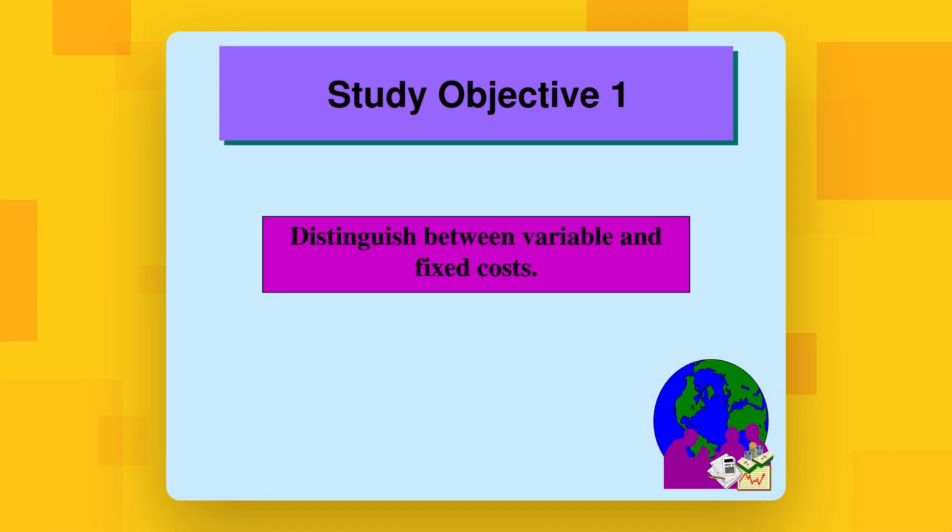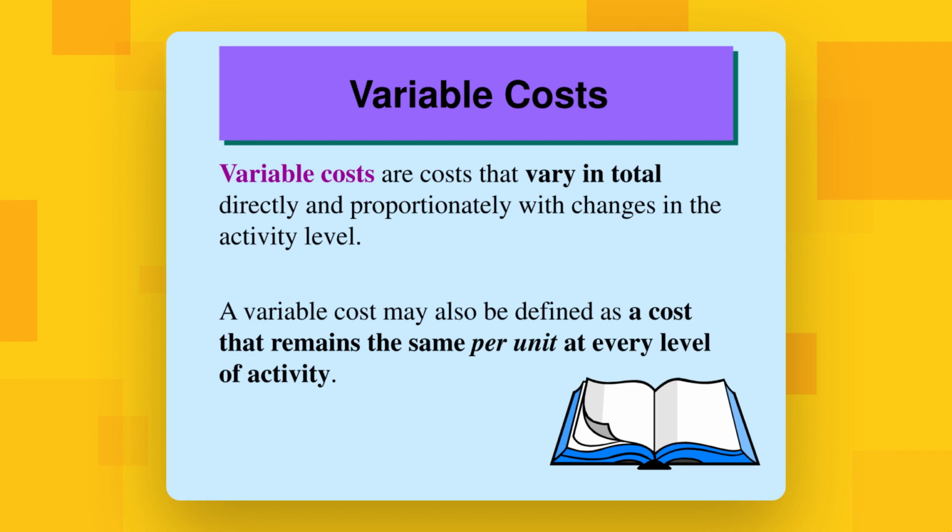Next one, we'll distinguish between the variable and the fixed cost. Ano ba ang kaibahan ng variable and fixed cost? Okay. Variable costs are the costs that vary in total. Please take note of the words: directly and proportionately with the changes in your activity level.